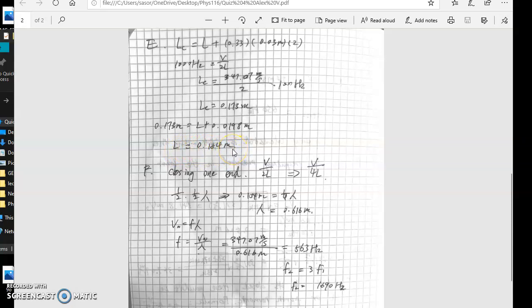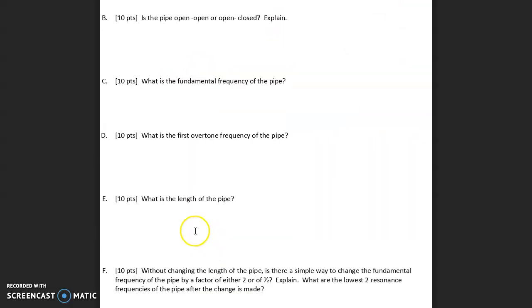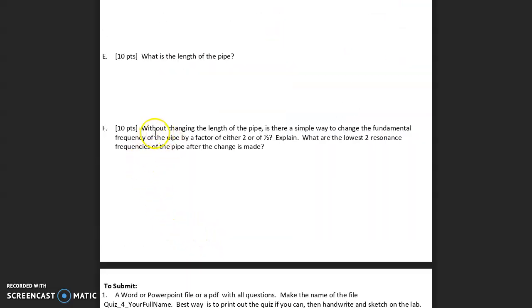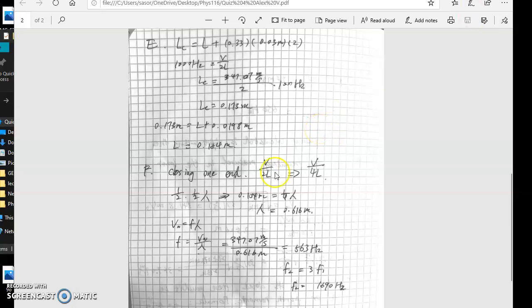Now, in F, we ask, without changing the length of the pipe, is there a simple way to change the fundamental frequency by a factor of either 2 or 1/2? So the simplest way would be closing one end because of the formula here. So to change it from an open pipe to an open-closed pipe, it'd be multiplied by a factor of 1/2, as you can see here.